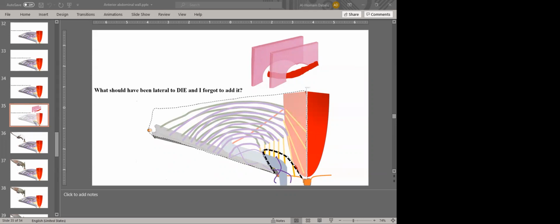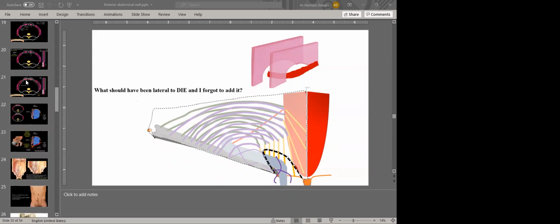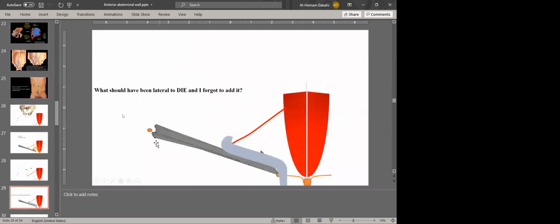The transversalis fascia. I kept saying transversalis fascia and not deep fascia just to avoid confusion, because this is the transversalis fascia and there's no other transversalis fascia. And this is the Scarpa and this is the Camper. Now, when we're talking about a female, there are things that we know. Let's just finish talking about the inguinal canal first, and then we'll talk about all differences between females and males.